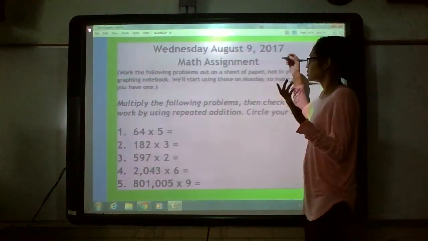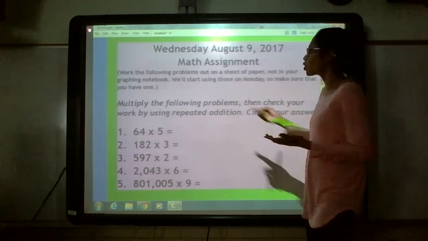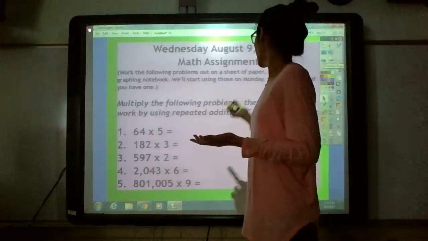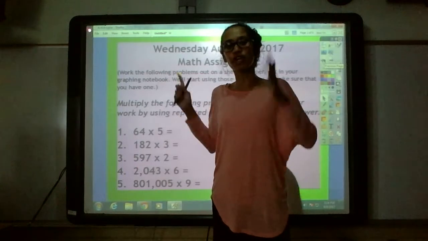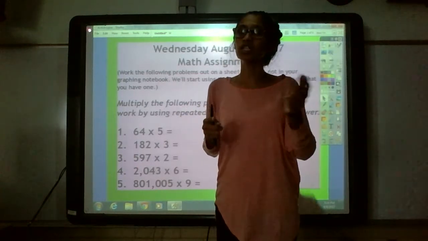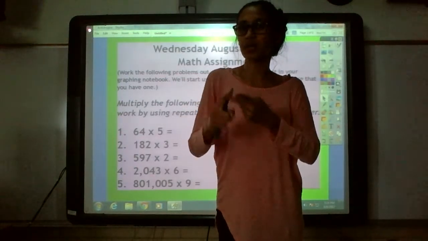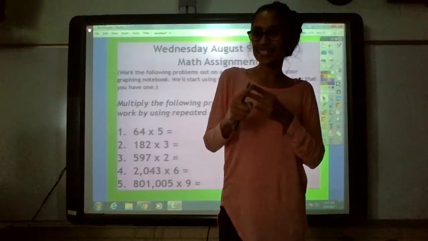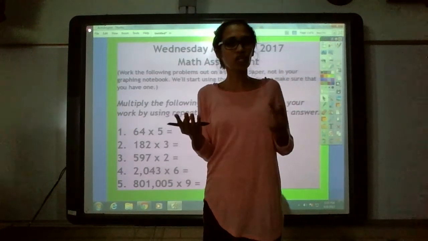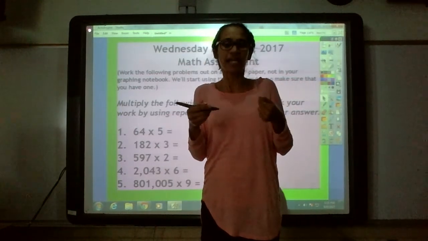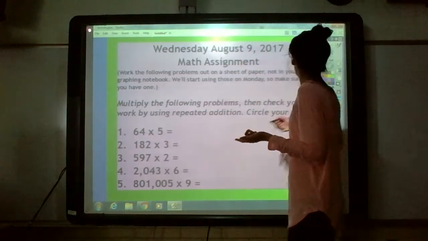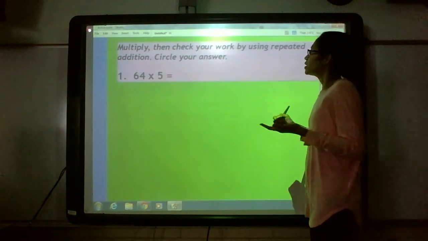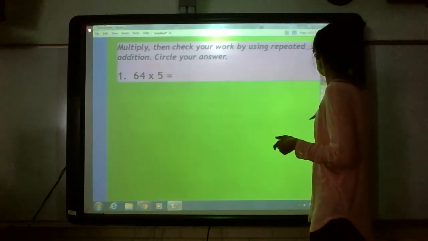Oh, let me go back. The directions were to what? To multiply the following problems and then check your answer by using repeated addition. So there are 5 problems. You should do each one 2 different ways by multiplying and adding. And I did tell you to always check your work by doing it again, and check your work by using a calculator, okay? So let's look at number 1. Let's multiply 64 times 5.